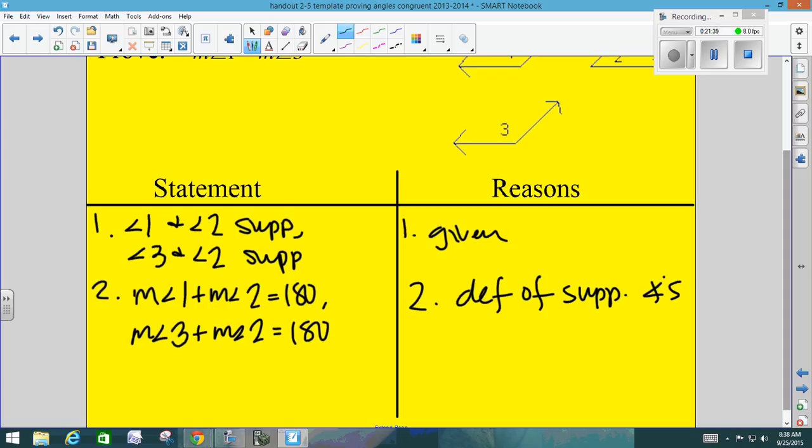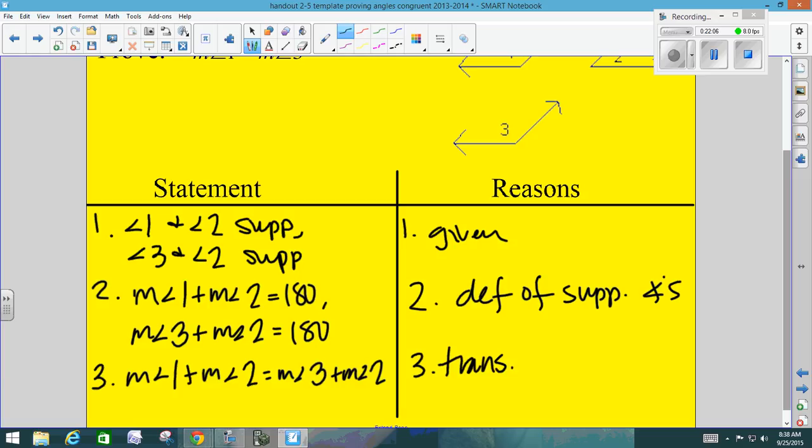Now that we have the two equations set equal to 180, I can set them equal to each other. Measure of angle 1 plus the measure of angle 2 equals the measure of angle 3 plus the measure of angle 2. What would be our reason there? Yeah, you can use the transitive property, or what else? Or substitution. Either works. It's like that first one we did here with the transitive property.